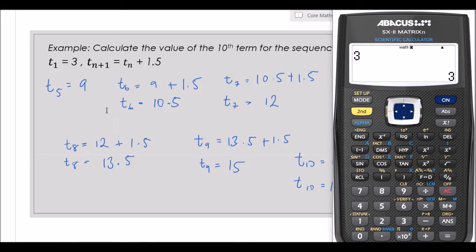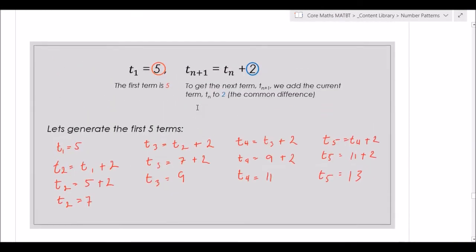And then after that, look at the common difference, or look at the recurrence relation to figure out what you need to do to get the next term. So in this case, it's plus 1.5. So on my calculator, after you've pressed equals, press plus, and it'll be ANS, which refers to whatever the previous term was, plus the common difference, which is 1.5. If you press enter, that'll give you term number 2. So we can make reference to that here.